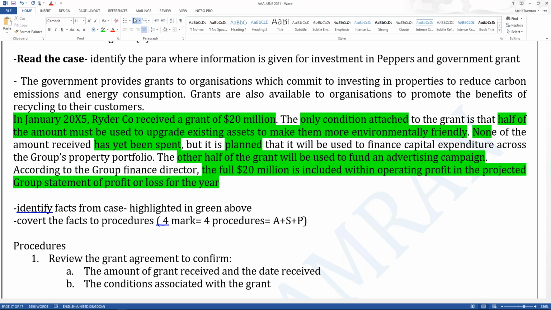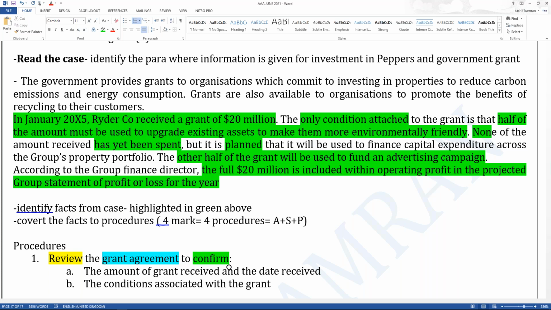So review the grant agreement. Is review an action, yellow? Is grant agreement a source, blue? And is confirm a reason, green? To confirm the amount and to confirm the conditions. So is that the reason I am reviewing the grant agreement? For the amount, for the date, for the conditions?